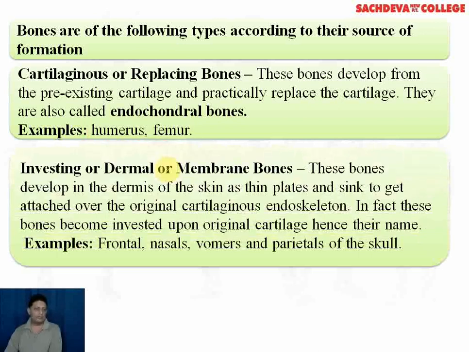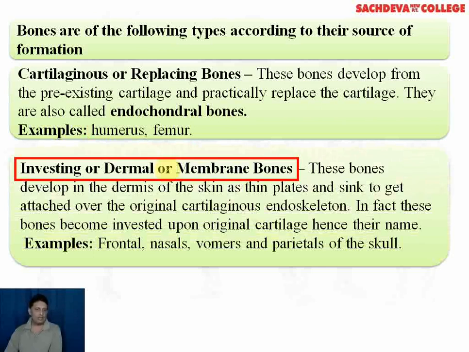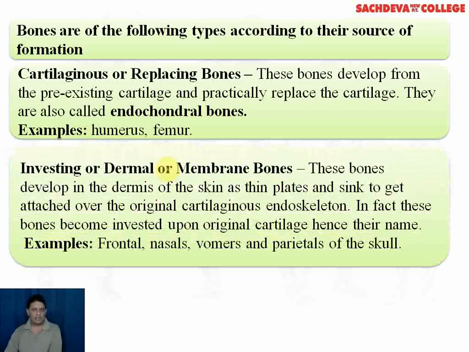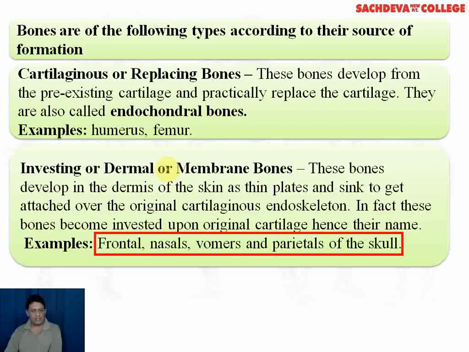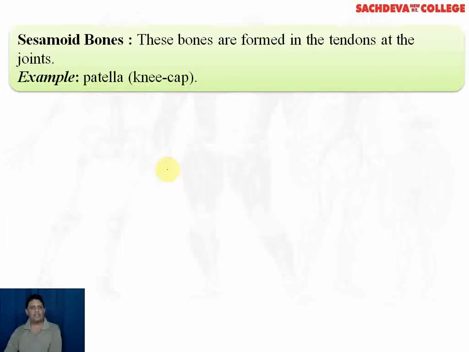The second type of bones are the investing or the dermal or membrane bones. These bones develop in the dermis of the skin as thin plates and sink to get attached over the original cartilaginous endoskeleton. In fact, these bones become invested upon the original cartilage, and hence their name. Generally, these are the smaller bones of the body like the frontals, nasal, vomer, and parietal of the skull.